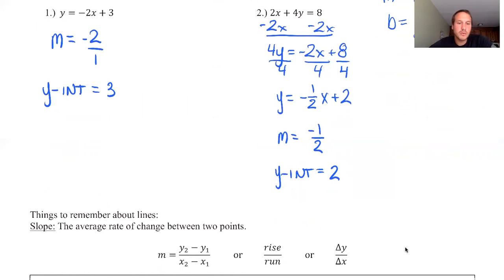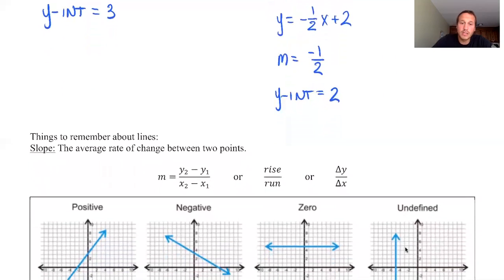So a couple of things that we want to remember. Slope is just the average rate of change between 2 different points. There's a few different ways that you can remember it. It's y2 minus y1 over x2 minus x1. That's your slope formula that's been with you forever. We have the rise over the run. Some teachers have talked about that. Or you can also say delta y over delta x. Now what that means is it's just the change in y over the change in x, okay?